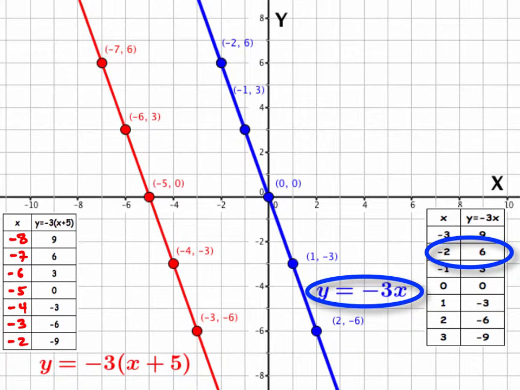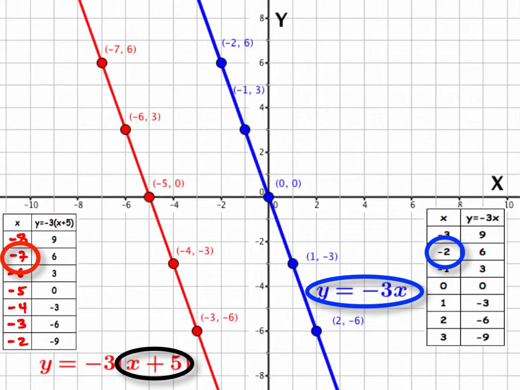But now if we want to get the exact same y value for our graph in red, so if y were 6, we need to be multiplying negative 3 by negative 2. But no longer is it the case that x has to equal negative 2. x plus 5 has to equal negative 2. So obviously x has got to be negative 7. It has to be 5 less than it was in our original graph in blue.